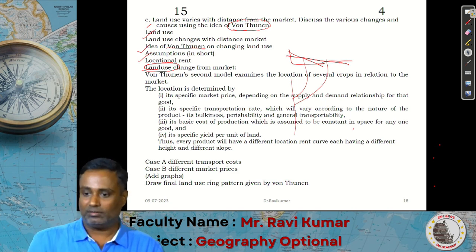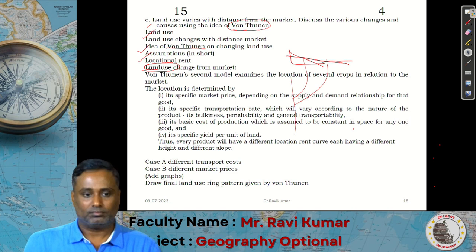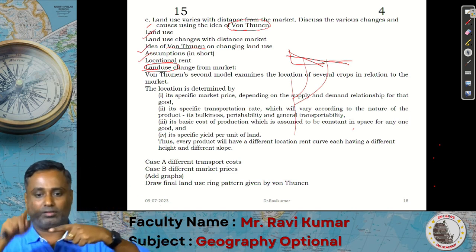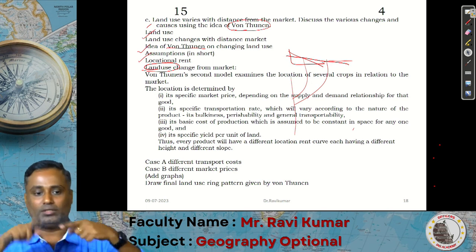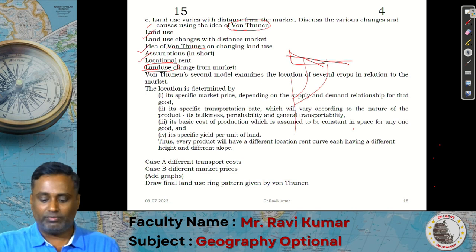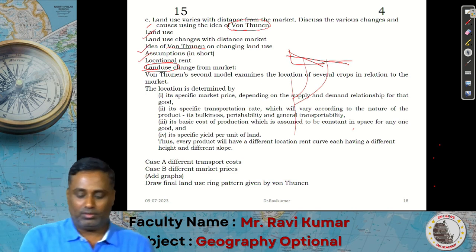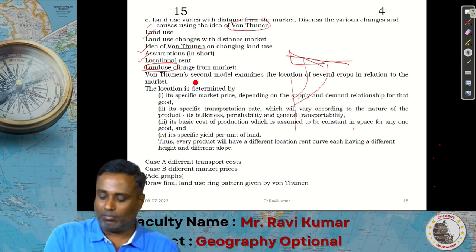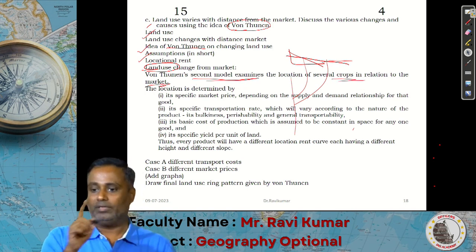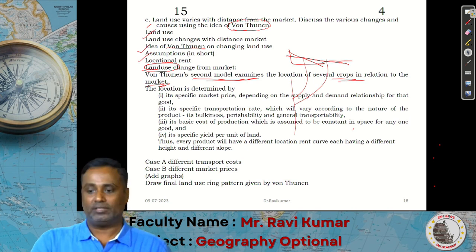We have studied it in the Von Thünen model, right? Wherever the lines cross, where we get the break-even point, there we make a circle to get the land use pattern given by the circular model. So we derive the graph. You mark the graph for land use, showing several crops at different locations from the market. A, B, C, D: you can make crops B, C, D, that is enough.